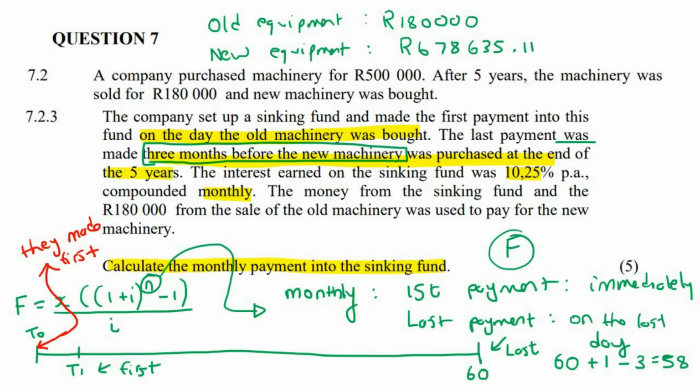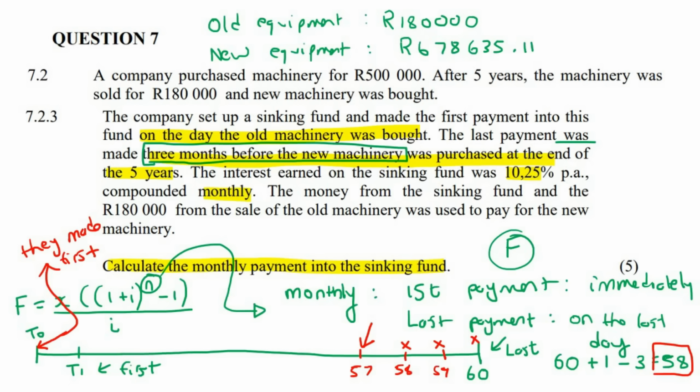Then they are supposed to make their last payment over here, but they stopped 3 months early. So 59, 58, 57. So they made their last payment over here. What that means is that they did not make this one, or this one. So they missed out on those 3 payments, and that's why I did that. So they only make 58 payments. That's the first important thing you need to understand.